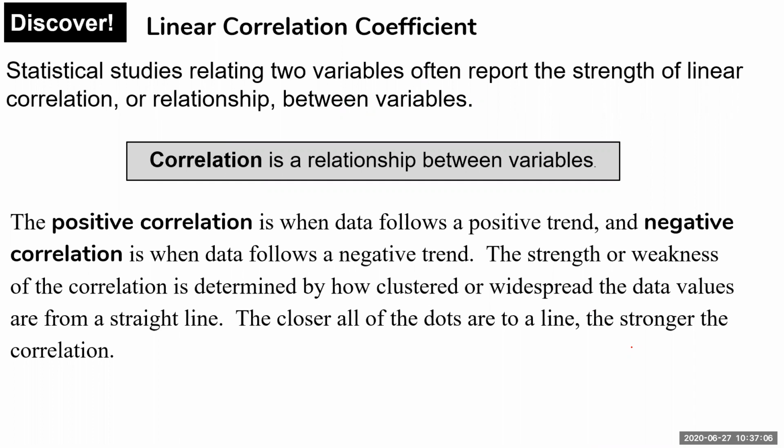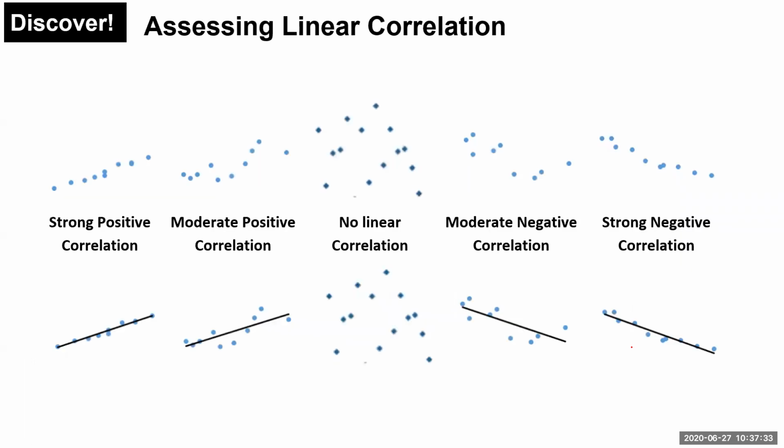Now we talk about the linear correlation coefficient. Statistical studies relating to two variables often report the strength of a linear correlation or relationship between variables. Correlation is a relationship between variables. Is that okay? Now, a positive correlation is when data follows a positive trend, and a negative correlation is where data follows a negative trend. And we shall see that. So here, now assessing linear correlation.